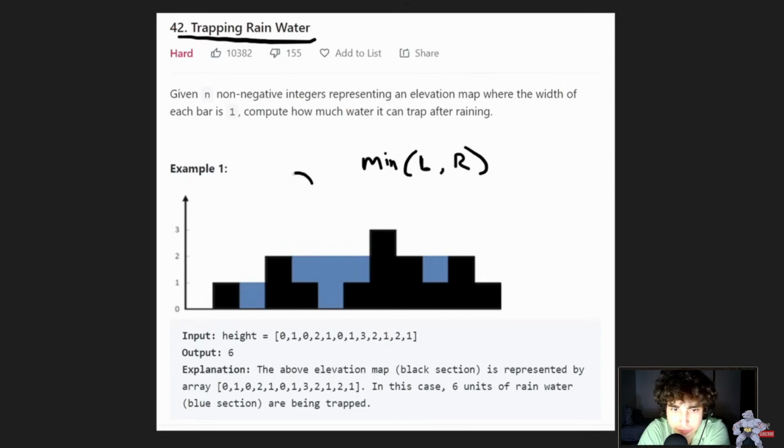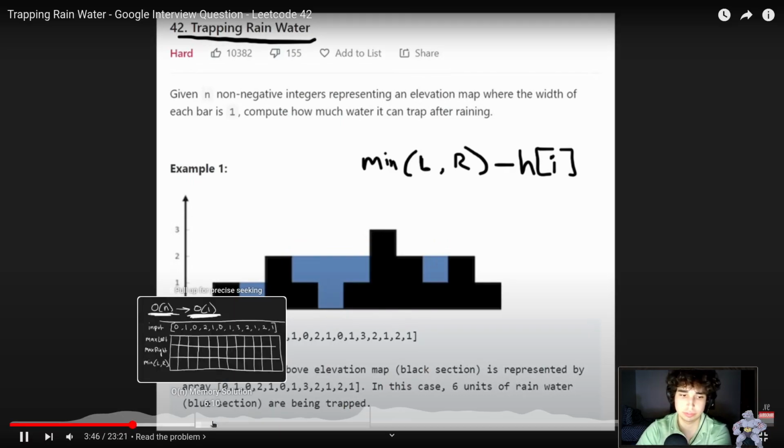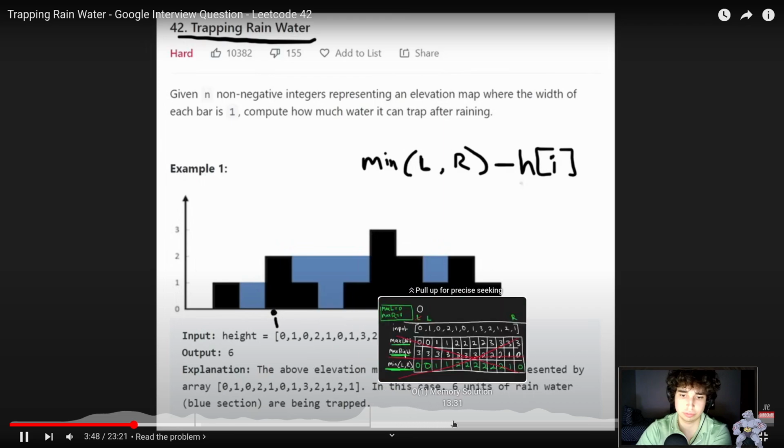And we're going to take the height that we're currently at, right? So let's subtract current height, H of the index I that we're at. So this is the equation we're going to use to determine at every single position I, let's say this is our I position.